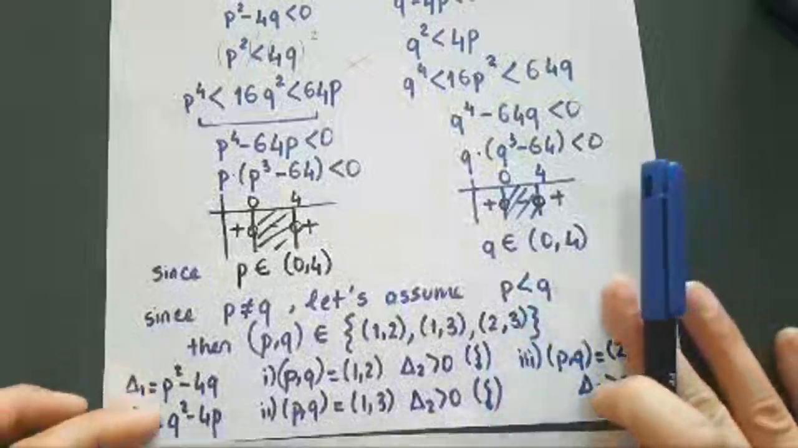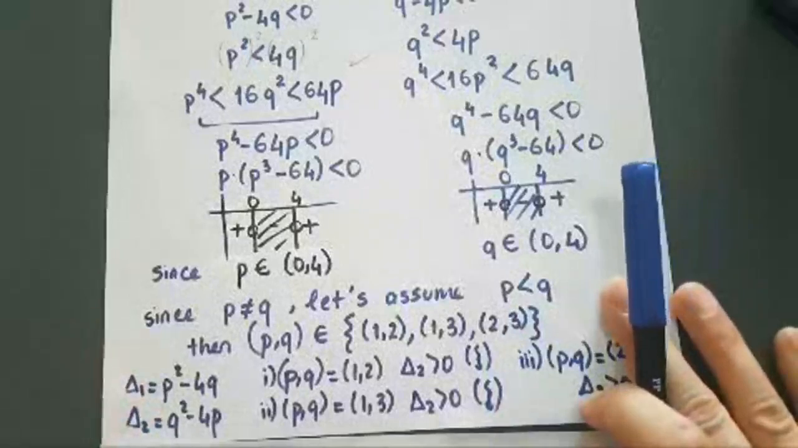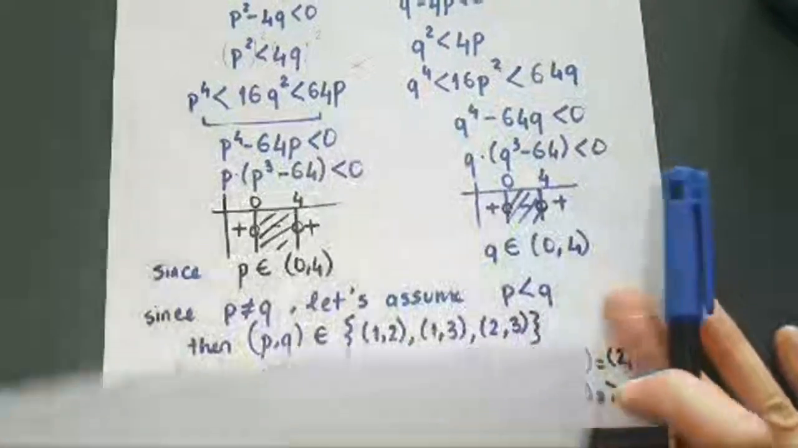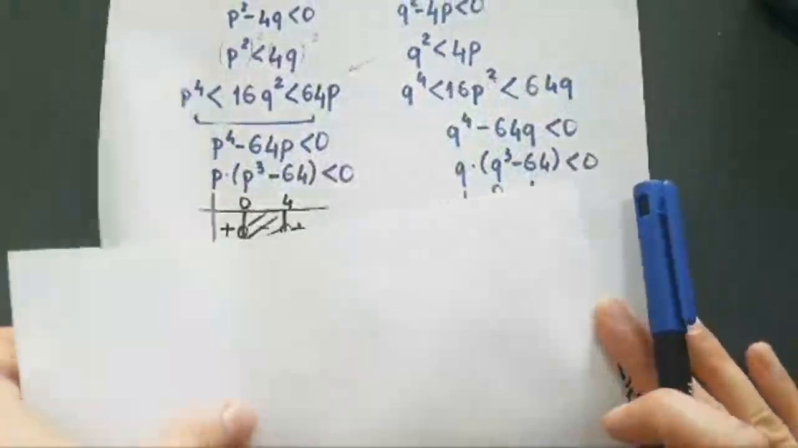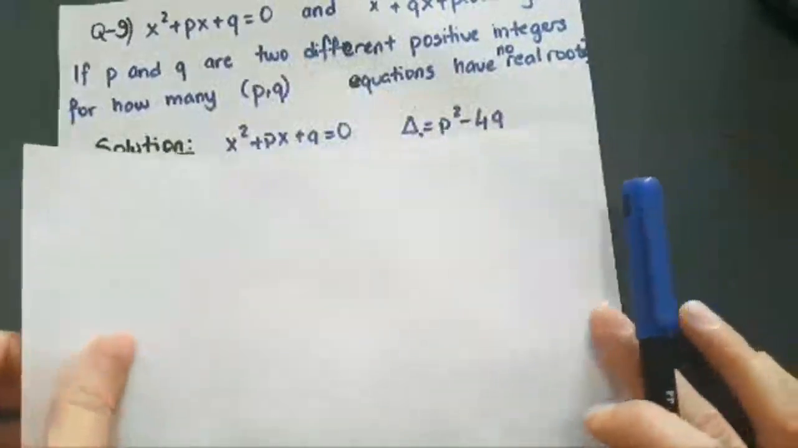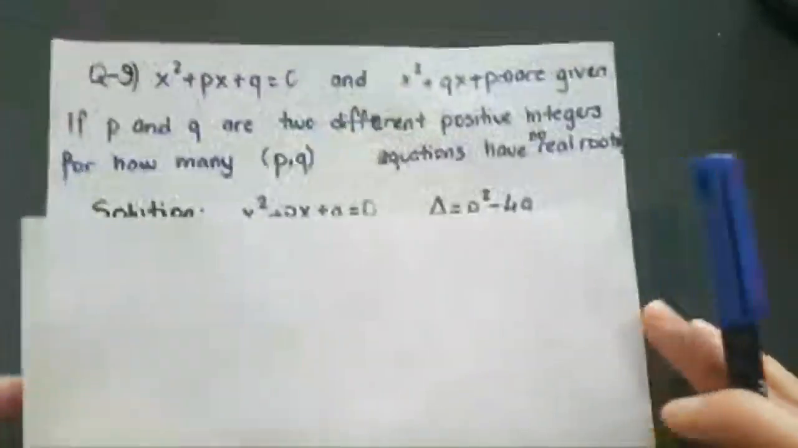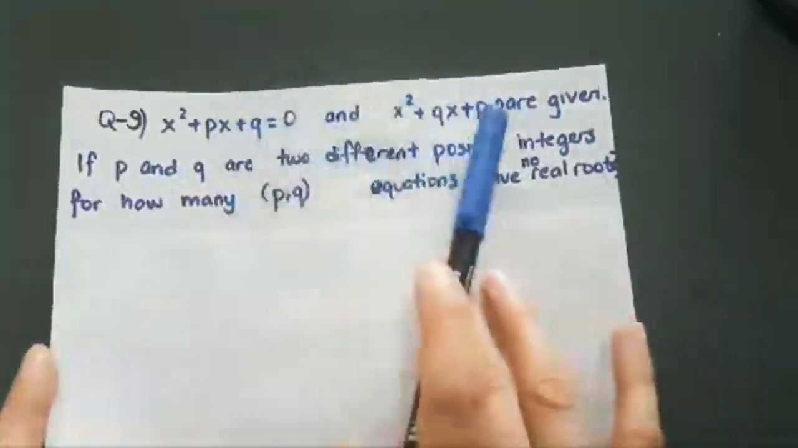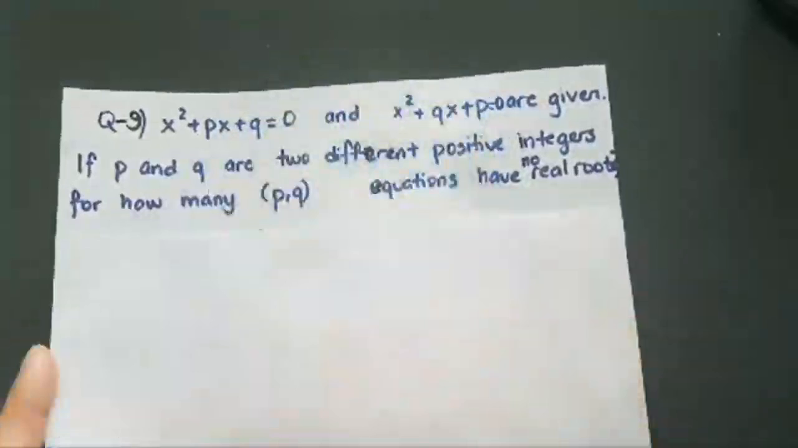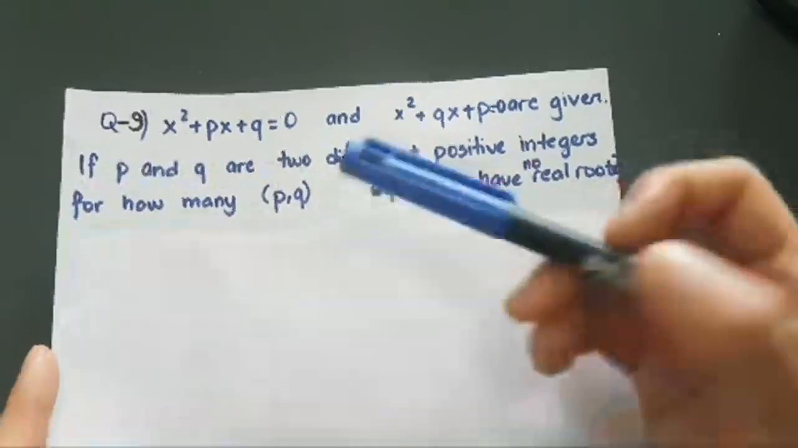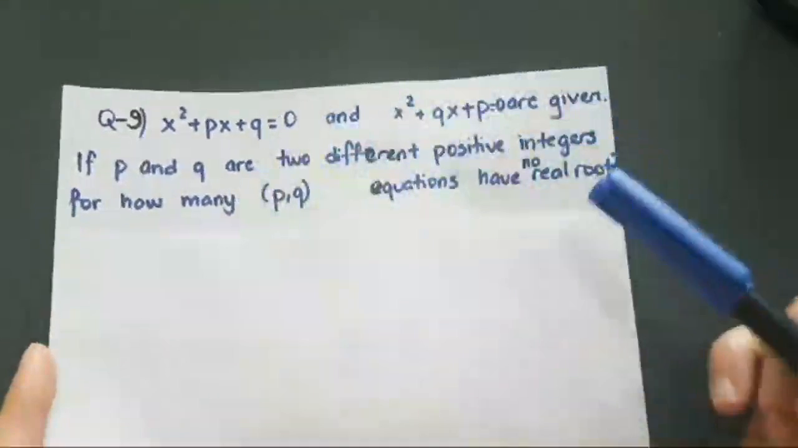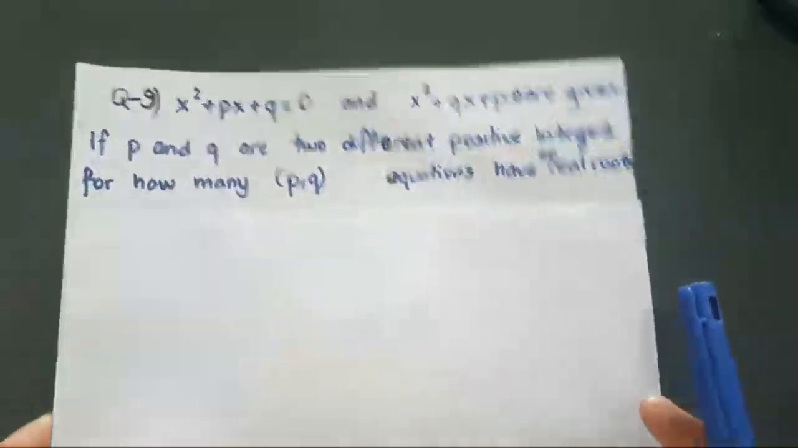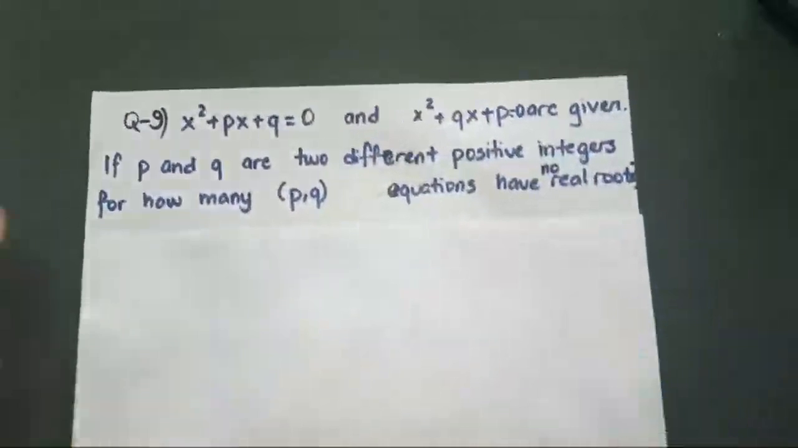So do we have any ordered pair p and q which makes our discriminant smaller than 0? No, we do not have. So there is no ordered pair p and q which makes the discriminants of these two equations smaller than 0. So let's revise the problem.